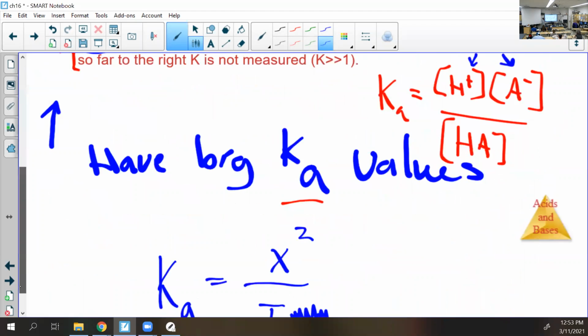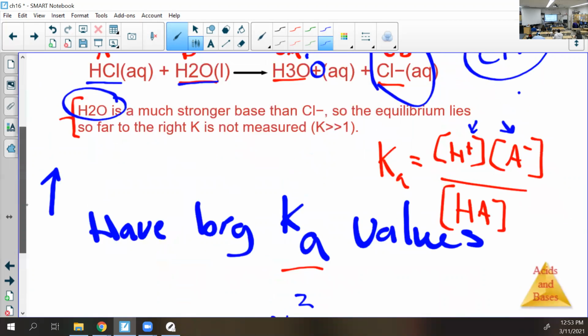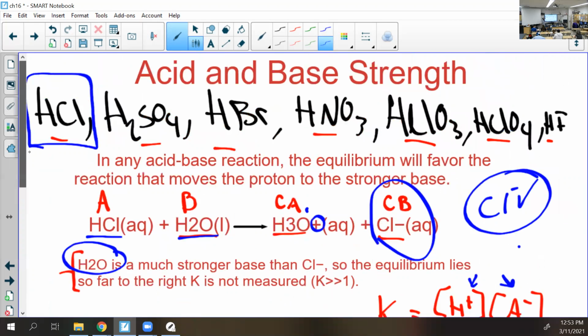So if it completely dissociates, then water is the stronger base.